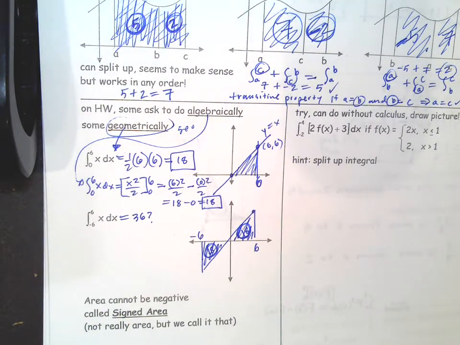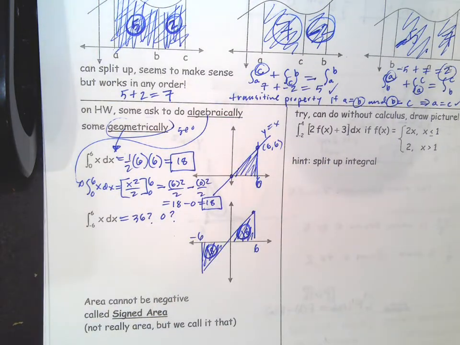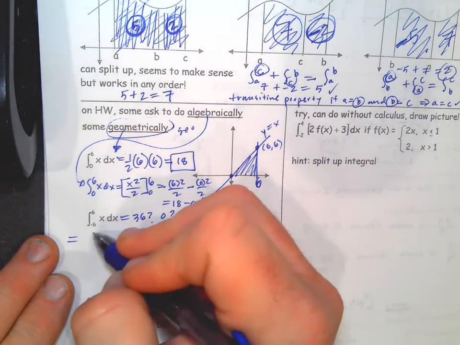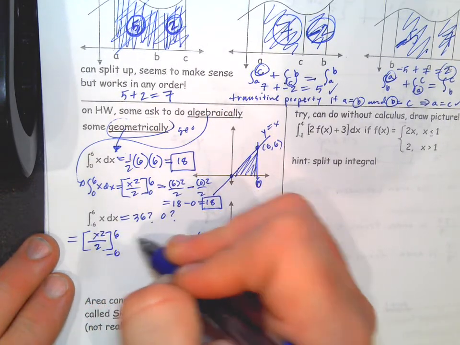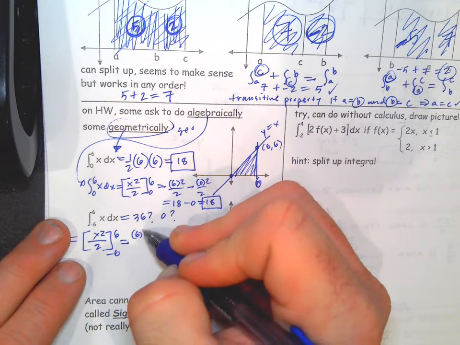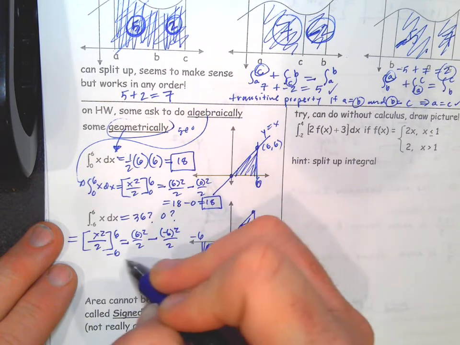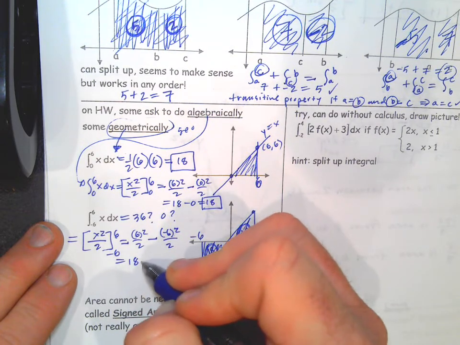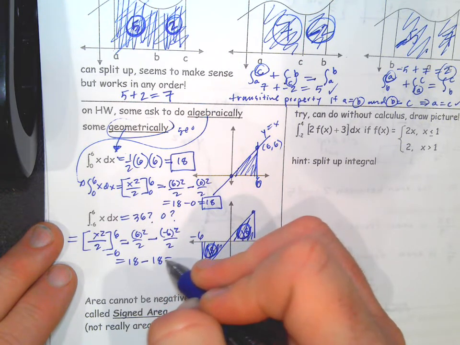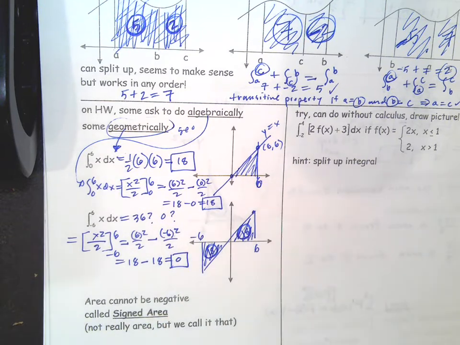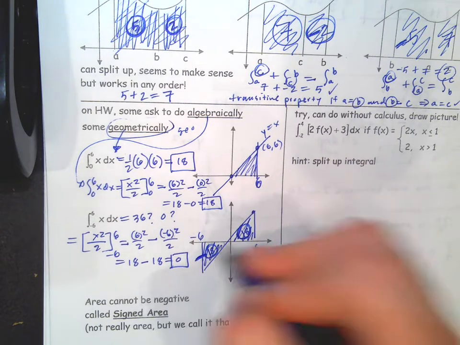Maybe someone says 0. Let's try it out algebraically. Bump it up 1, divide by the new exponent, -6 to 6. Plug 6 in first, minus, plug -6 in second. 36 over 2 is 18, minus -6 squared is positive 36, divided by 2 is 18. The answer is 0. The reason the answer is 0 is that this value comes out to -18.